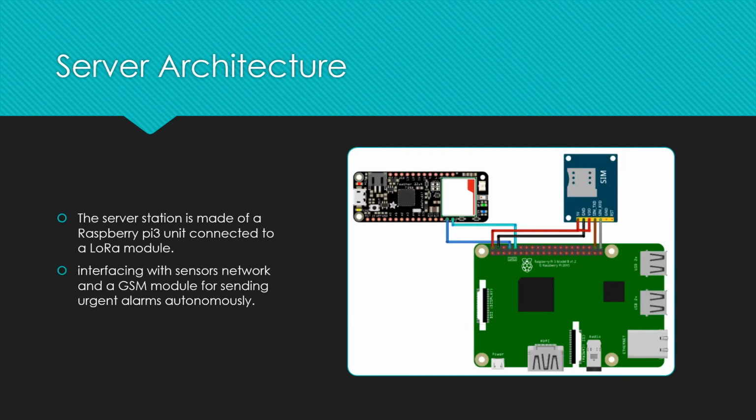Now the server architecture. The server station is made of a Raspberry Pi 3 unit connected to a LoRa module, like I said before, for interfacing with the sensor network, and a GSM module for sending urgent alarms autonomously. This is done because if there's an emergency, it will directly give a call or a message to the specific number which we have to specify in our programming part. The server could also be connected to a display for local visualization of the data.